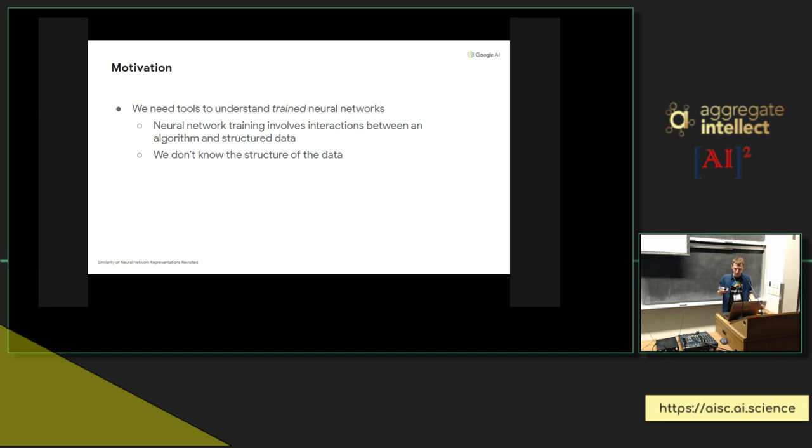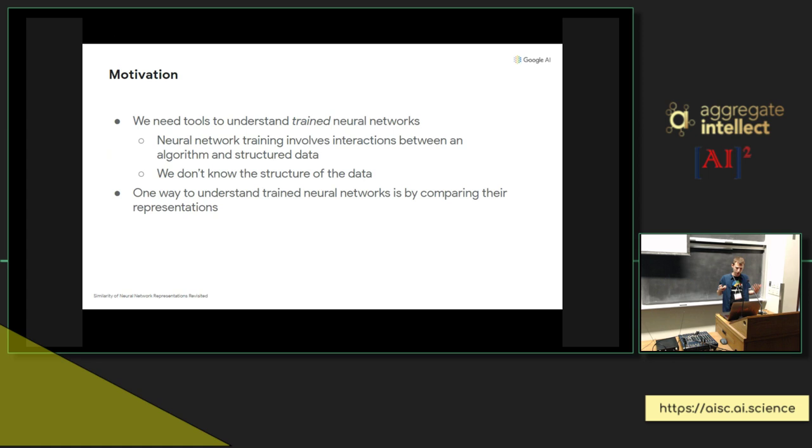And so one way to do that is to try to look inside the trained neural network. One approach to understanding a trained neural network is to look at its representations. And in particular, we can think about ways to compare the representations of the trained neural network. This is an approach that has been very successful in neuroscience, which is what my background was originally in.